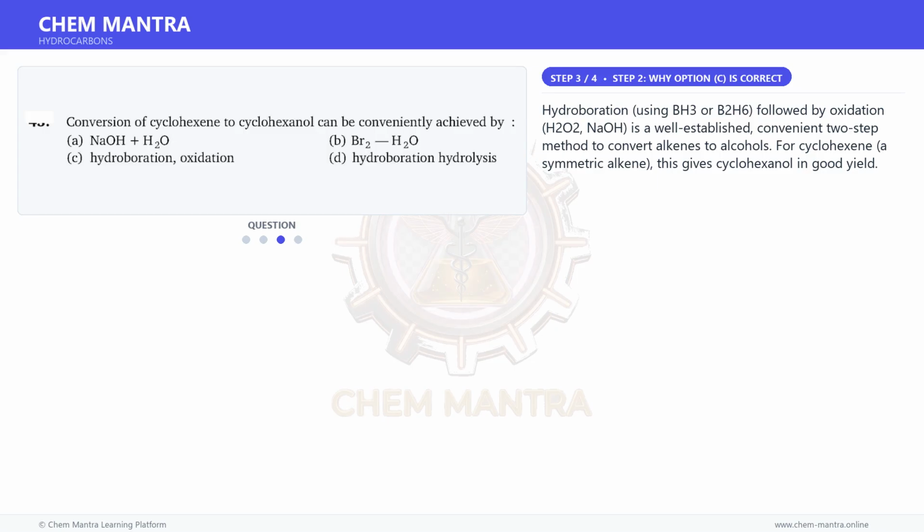Hydroboration, using BH3 or B2H6, followed by oxidation, H2O2, OH-, is a well-established, convenient two-step method to convert alkenes to alcohols. For cyclohexene, a symmetric alkene, this gives cyclohexanol in good yield.